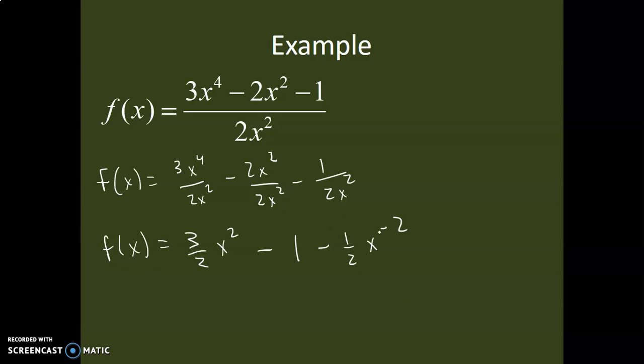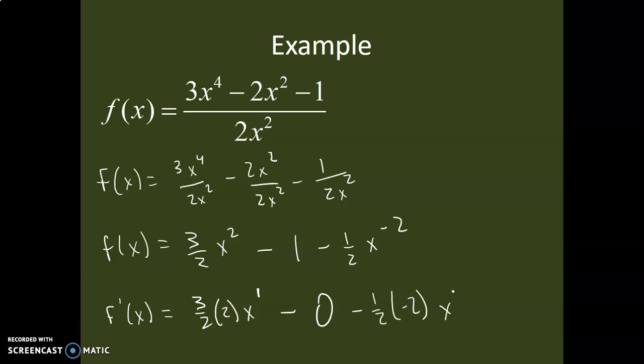Now that I've written them so that they're either a constant or in the power formula, now I can apply the derivative rules. So my derivative would be 3 halves times 2 times x to the first. Derivative of a constant is 0. And then here I'm going to do negative 1/2 times negative 2 times x. When I drop it from negative 2, it's going to go down to negative 3. So my final answer for this one, after I simplify it, and I'm done here.